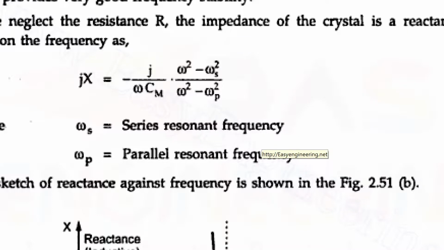Three omega square minus omega p square into Cm. If you differentiate, 3 omega square, see the remaining is constant, 6 omega into Cm. What will remain in the denominator? 6 omega into Cm. Numerator 2.